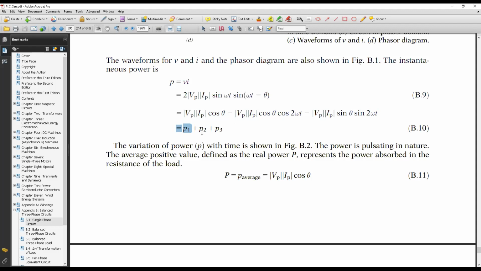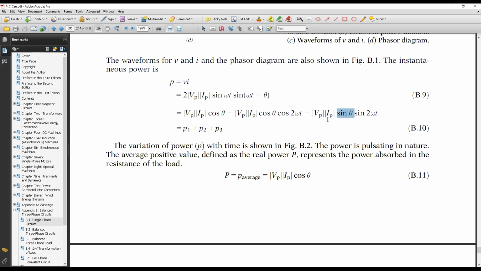What about P2? P2 is also related to real power. However, the average value is 0. So it's just some ripples in the active power, and the average value of this part is 0. Okay, Shabab? But the last part, which is P3, is related to reactive power, which is a function of sine theta.